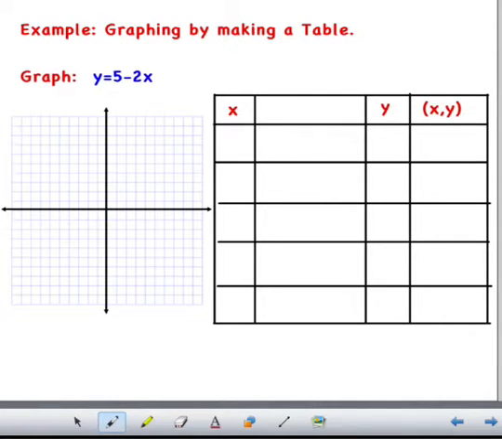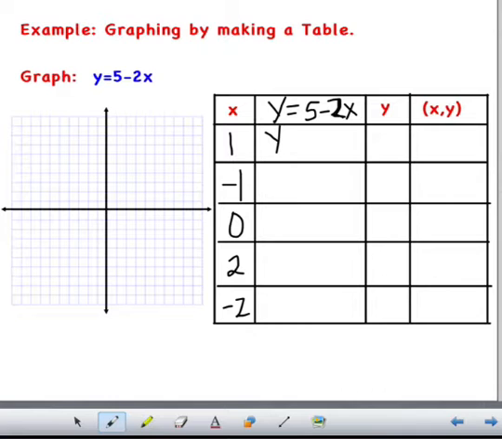So all I'm going to do right here is put in my equation, y equals 5 minus 2x. And let's pick some values for x. Let's do 1, -1, 0, 2, and -2. And then let's just plug them in.